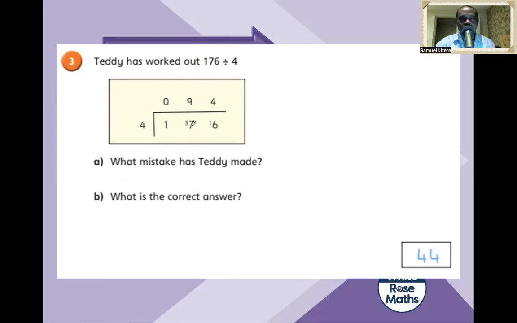That should be a 1. So the mistake Teddy did is Teddy wrote a 3 there. It should be a 1. Okay, so that should be 17. 17 divided by 4 is 4. Okay, it's 4 because 4 times 4 is 16. So our remainder from the 17 will be 1. So that's now 16. 16 divided by 4 is 4. So it should be 44.